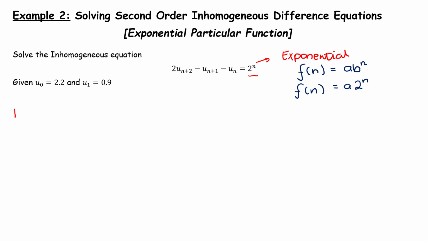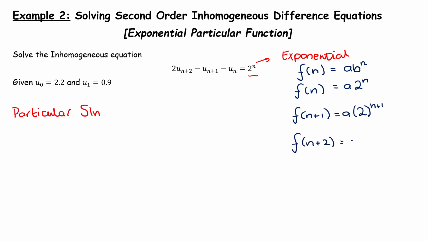Okay, so we're working on the particular solution at the moment. So again, just like before, let's do our f of n plus 1 over here. So that's A times 2 to the power of n plus 1, and f of n plus 2, which is A times 2 to the power of n plus 2. You want to do a little bit of cleanup on these. Think of your rules of indices. That's going to be 2 to the power of n, 2 to the power of 1. So that's going to be 2A times 2 to the power of n.